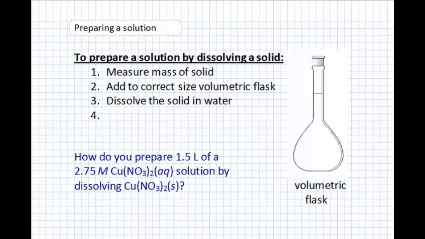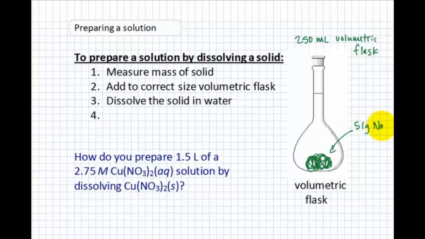So in our example on the last page, we need to have a 250 milliliter volumetric flask, because that's how much solution we need. Okay, so what we're going to do, we're going to measure out that 51 grams of NaCl. Let's pretend there it is, 51 grams of NaCl. We're going to dissolve that solid in water.